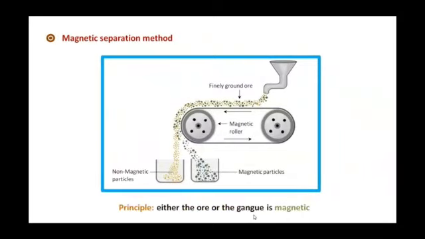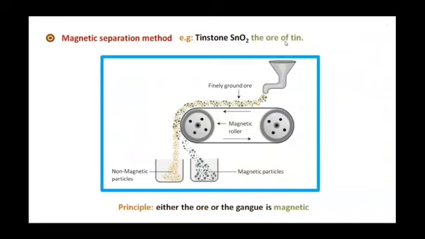The principle of this method is that either the ore or the gangue should be magnetic. For example, tin stone can be separated by this method. In the tin stone, wolframite impurities will be present. And wolframite is magnetic in nature and thereby will be attracted by the magnetic roller. As tin stone is a non-magnetic material, it can be collected separately.